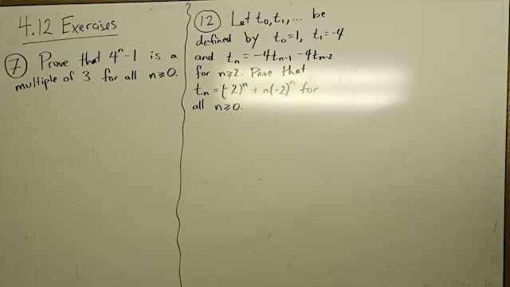For the second question, we let t0, t1, etc. be defined in the following way. So t0 is equal to 1, t1 is equal to -4, and tn is equal to -4 times tn minus 1 plus -4 times tn minus 2 for all n at least 2. So this defines a sequence in a recursive way, and you are asked to prove that tn is equal to -2 to the n plus n times -2 to the n for all n at least 0.